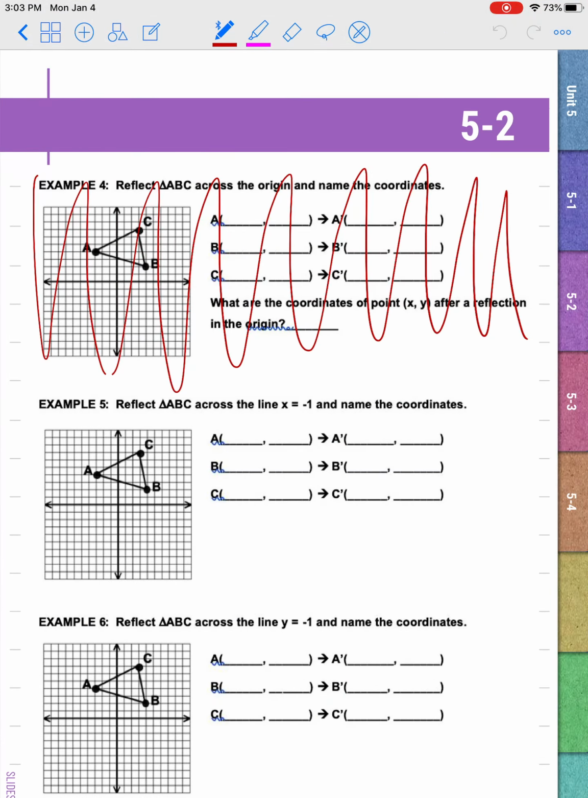All right, we are going to skip example 4. You're not going to see origin reflection. That will be something that's very similar to a rotation on the next lesson. Now let's concentrate on these that don't have patterns to look at. So with these, you have to have your graph. You have to be able to count this.